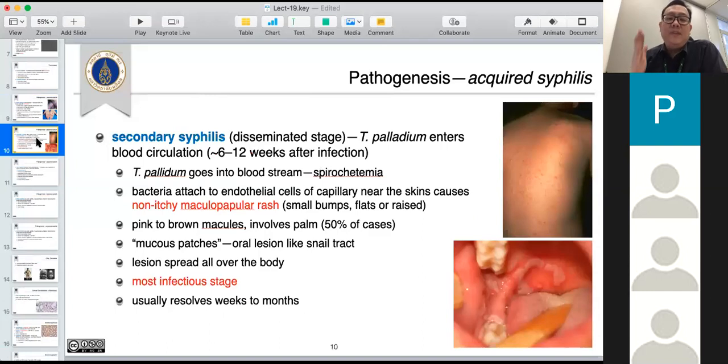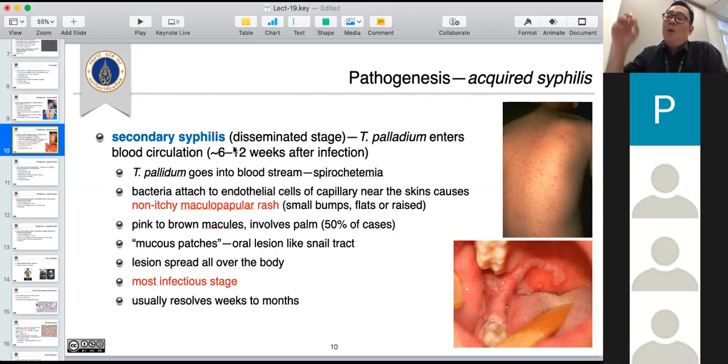When the disease undergoes to the second phase, we call it secondary syphilis. This is the disseminated state. Okay, this is the spreading, infectious state. The syphilis bacteria enter the blood circulation. That happens around 6 to 12 weeks after infection. So spirochete goes into the bloodstream. Actually it is bacteremia, but for this case we call it spirochetemia.